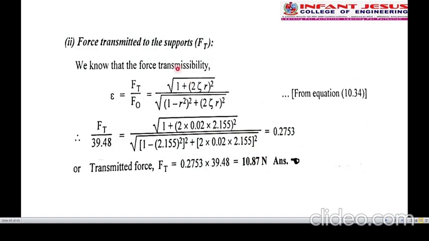Next we have to find the force transmitted to the supports, eta equal to Ft by F naught. So Ft is the transmitted force. F naught we know, zeta we know, r we know. So substitute these values and find the transmitted force Ft. That is equal to 10.87 Newton.